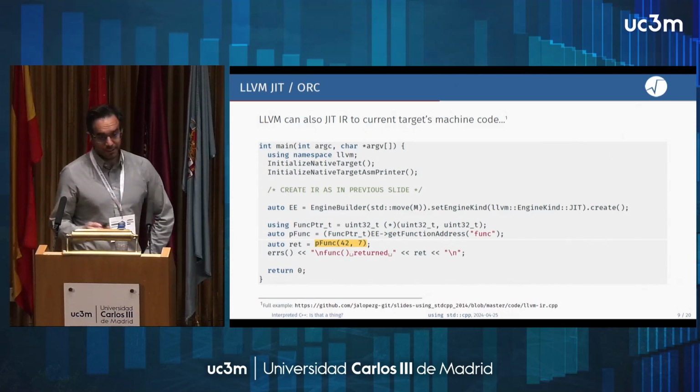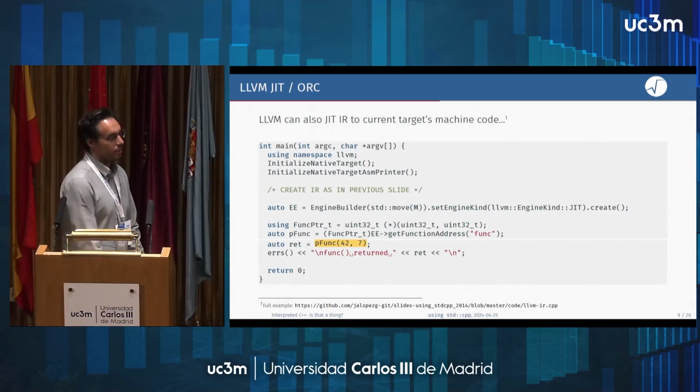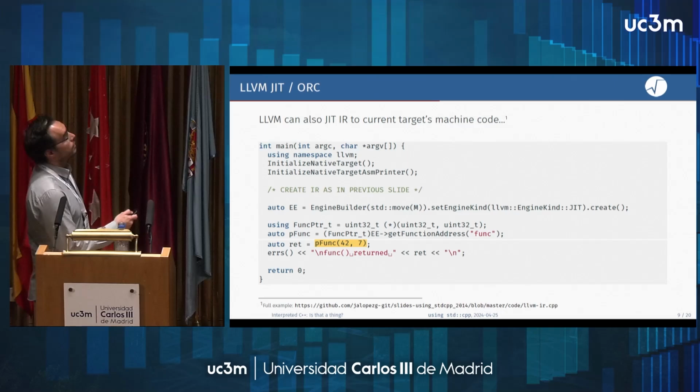So the fun fact here is not that. The fun fact is that LLVM can actually JIT this intermediate representation to machine code of the current target. So basically, we initialize output for the native target. Here you have the code for what we had in the previous slide, and we tell LLVM to build an execution engine that is of type JIT, that is just-in-time compile, out of the module that we created. And then we ask for the address of the func function, and then we cast it.